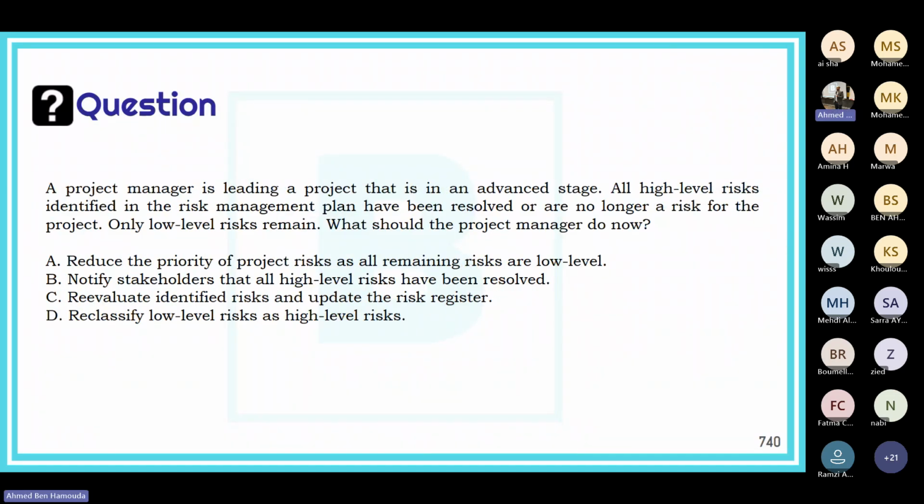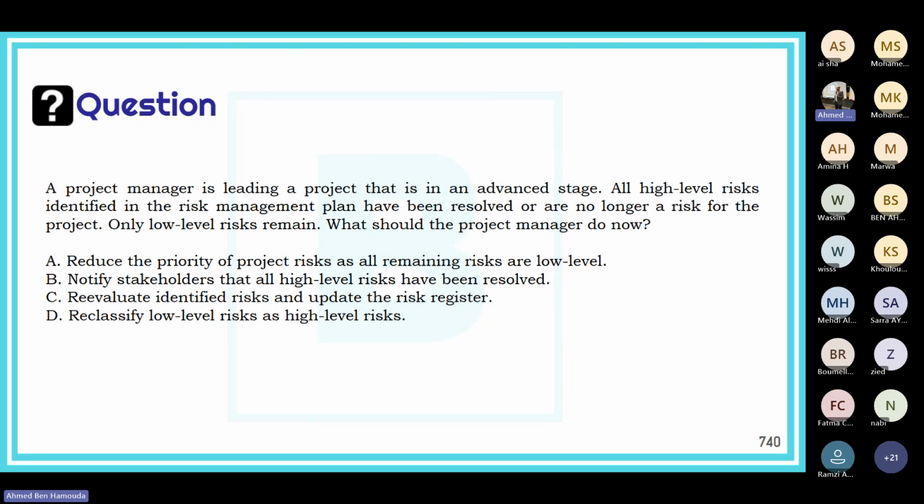All right, I'm skipping this question. I don't like it. Let's have a few questions. A project manager is leading a project that is in an advanced stage. All high-level risks identified in the risk management plan have been resolved or are no longer a risk for the project. Only low-level risks remain. What should the project manager do now? Reduce the priority of project risks as all remaining risks are low level? Notify stakeholders that all high-level risks have been resolved? Or re-evaluate identified risks and update the risk register, or reclassify the low-level risks as high-level risks?